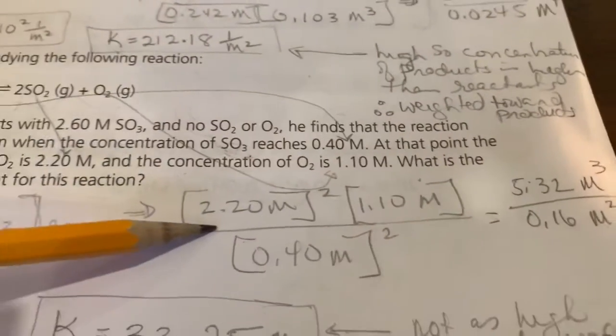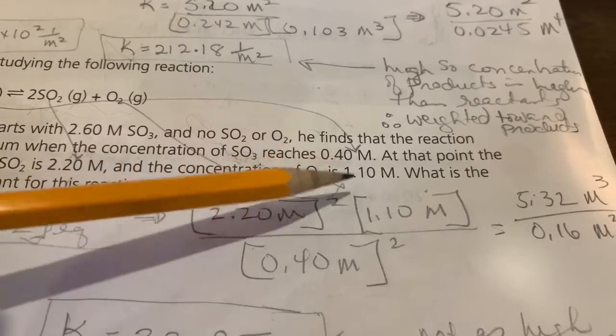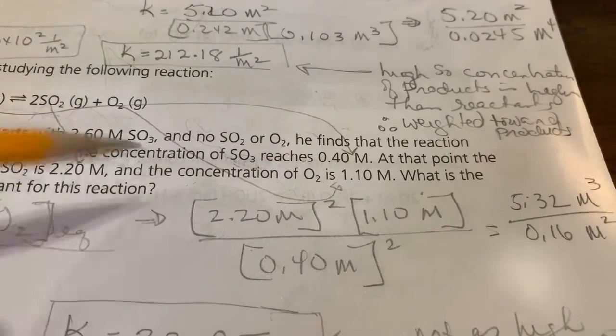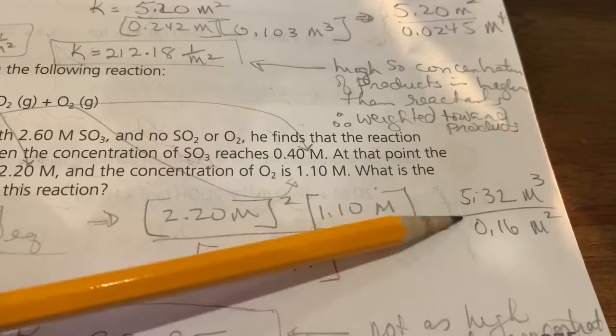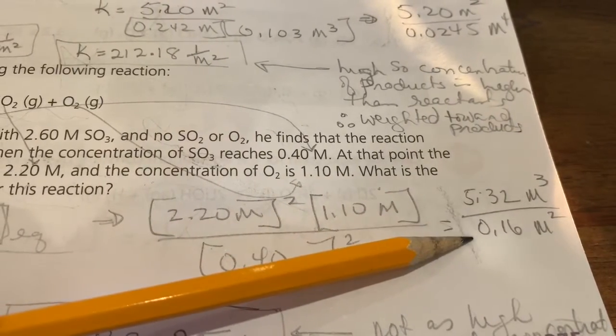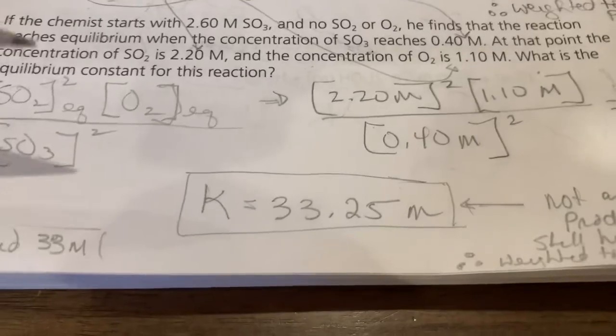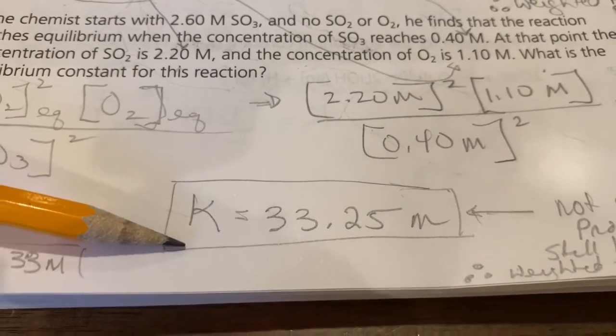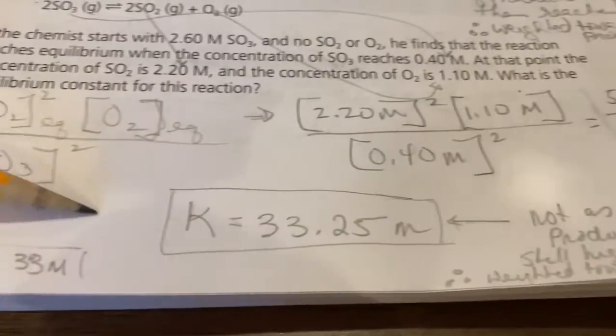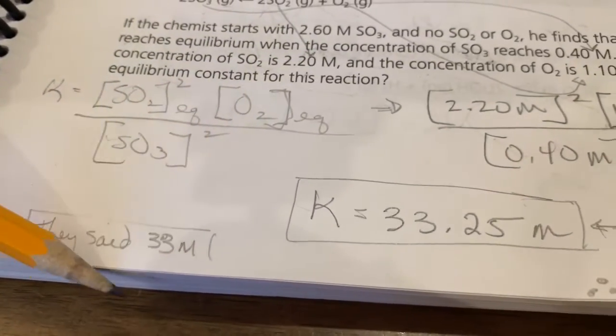When we fill that out according to the numbers, so we're just plugging in these numbers where they're supposed to go, it looks like this. As we multiply it out, we get to here, and that's just the secondary step that I do to show you what it looks like. When we do the math, we get K equals 33.25 M, and they said 33.